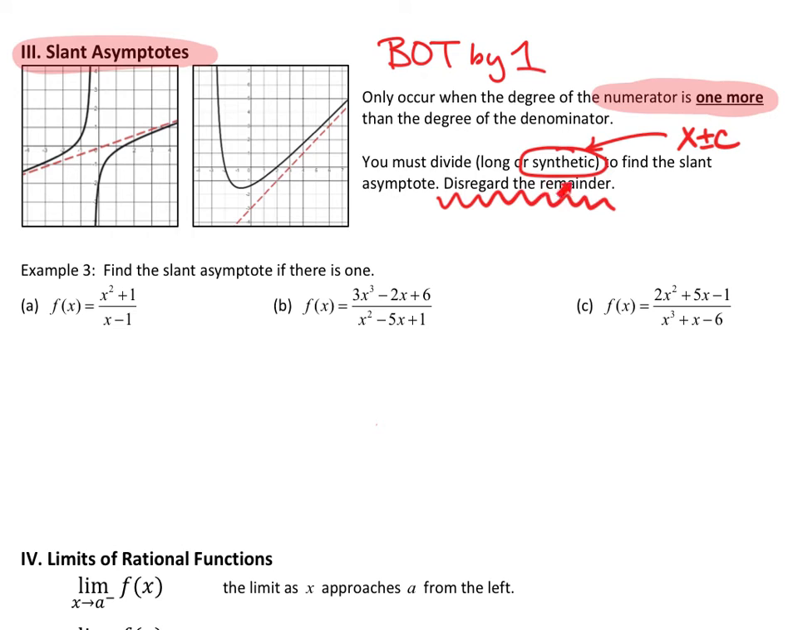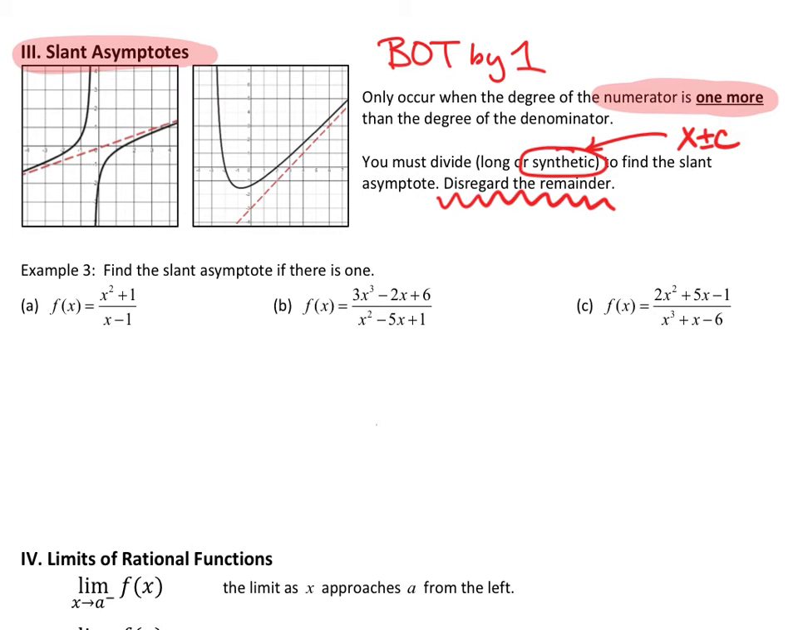Remember, you can only use synthetic division when the divisor or the denominator is in the form x plus or minus c. So if there's any sort of squared, if there's any extra stuff going on, it's not just x and some number, you're going to have to use long division. So if you look, you can use synthetic, have to use long division, might have to use long division.